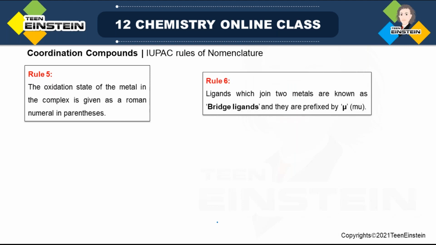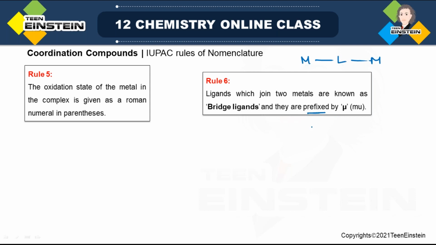Number 6, there is a specific kind of ligand, that is bridging ligand, that may be present. Suppose there are two metal moieties and they are joined by some bridging ligand. Suppose M and M, or it may be different metals, joined by some ligand. So this ligand will be called a bridging ligand, and you have to use the prefix.